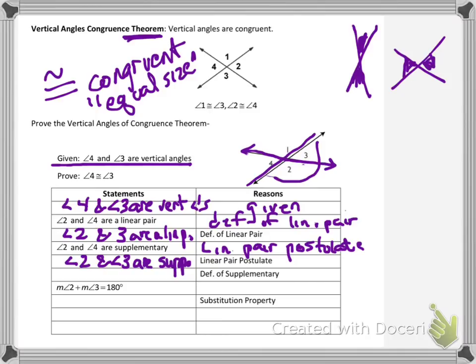Okay, if they're supplementary, then they must add up to 180. So we can say measure of angle 2 plus measure of angle 4 equals 180 degrees by the definition of supplementary. By the same reasoning, we can say measure of angle 2 and measure of angle 3 add up to 180, again, by the definition of supplementary.